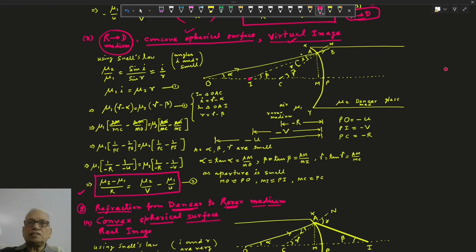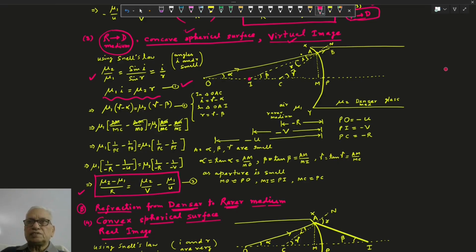I, Snell's law: mu2 upon mu1 equals sin i upon sin r. i and r are small, so i upon r, cross multiplication, we get equation 1. यहाँ तक बिल्कुल वैसा का वैसा ही है. i और r को हमें रिप्लेस करना है, in triangle OAC, gamma is equal to i plus alpha, so i is equal to gamma minus alpha and r is equal to gamma minus beta. पुट कर दिया इसमें.